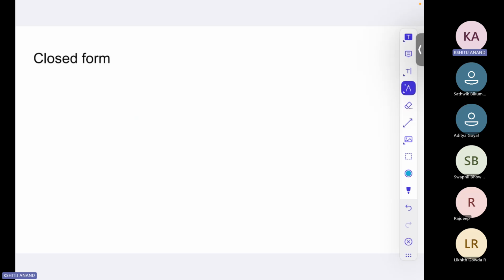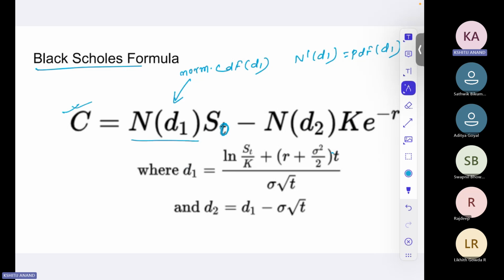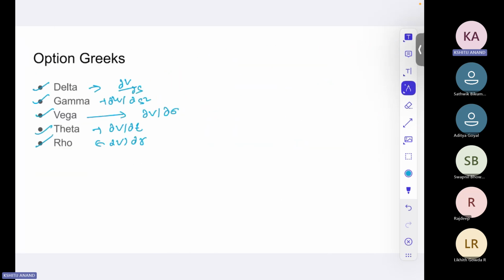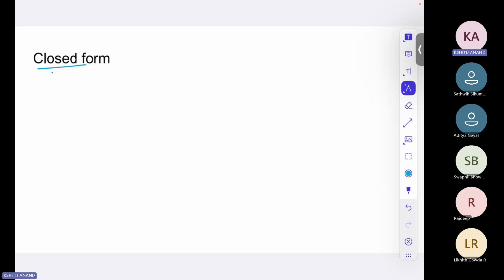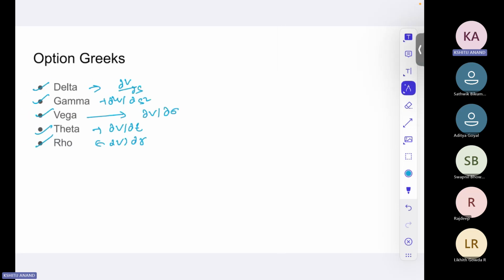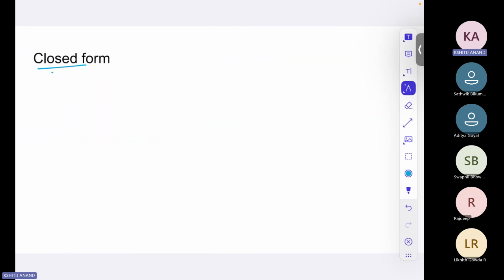So now there are two methods. One is closed form. Closed form is just differentiating this Black-Scholes formula, and then you can get a closed form, right? For example, do you know the closed form formula for delta? Anyone knows the closed form formula for delta? It is N(d1), right? Similarly, you can try to find out the closed form formula for everything. So closed form formula exists, right?